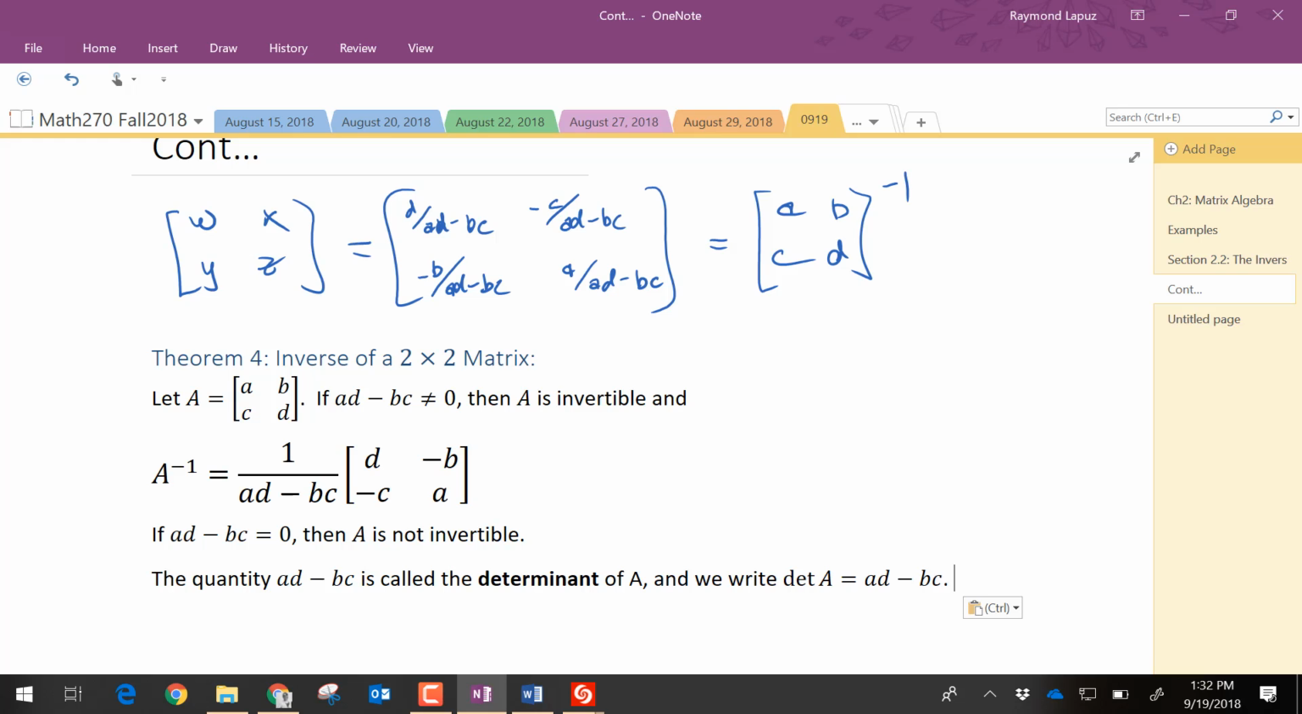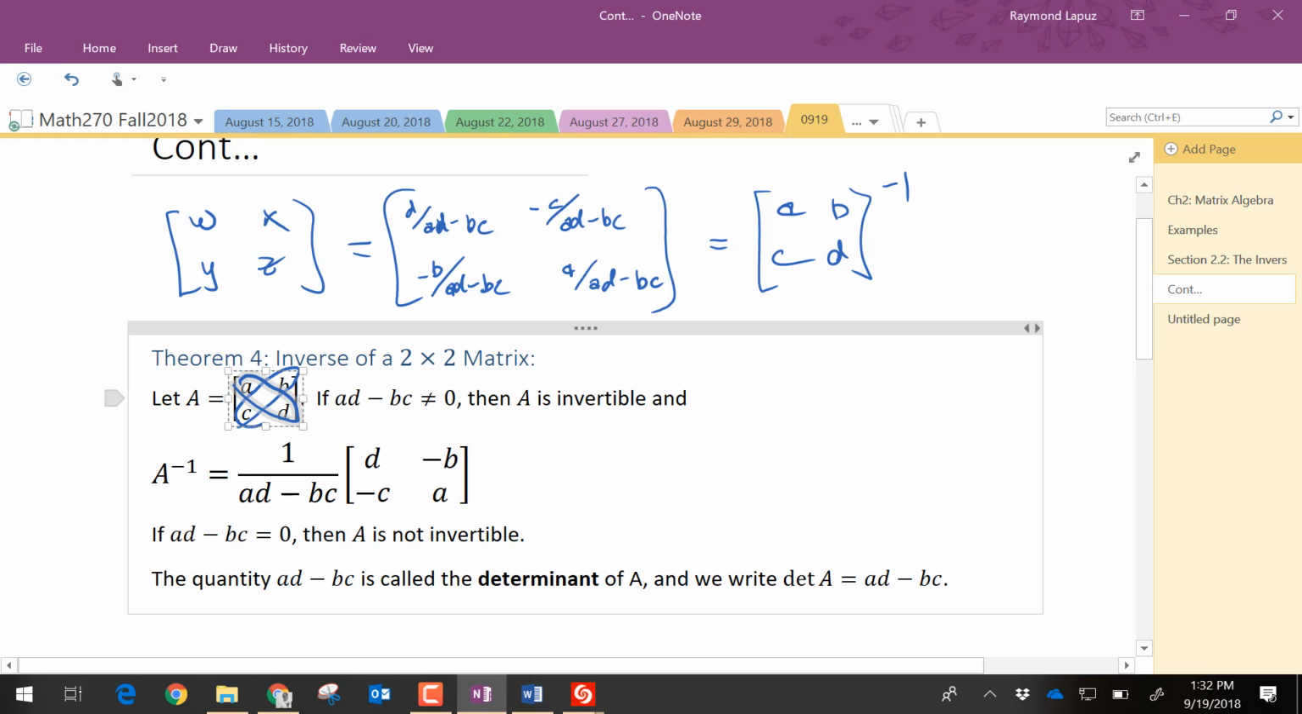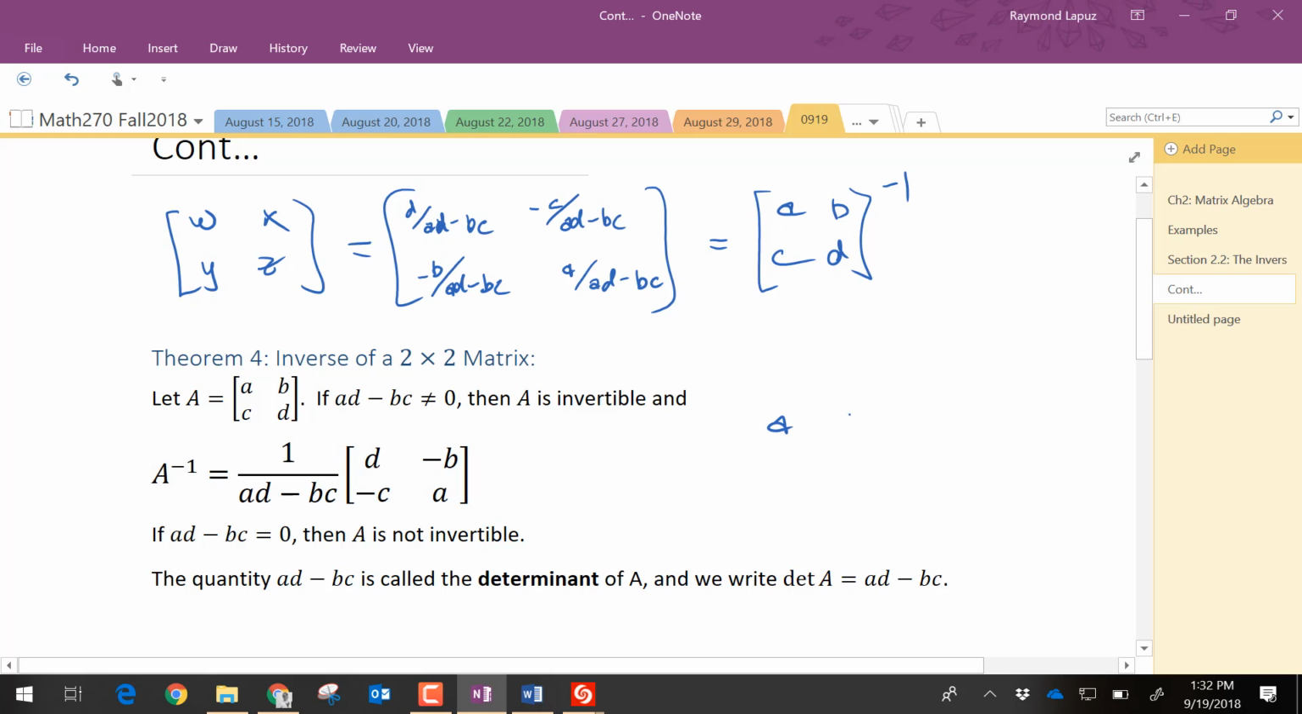So this AD minus BC, I don't know if you guys are familiar with that, but that's called the determinant, and the determinant of a 2 by 2 matrix is, if you take a look at A, B, C, D, these two things are what we call the diagonal, and these two guys are called the wings.